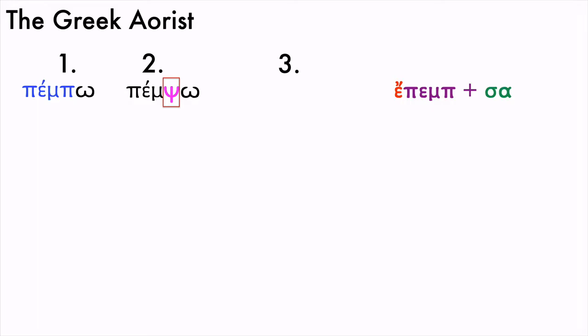So if you're trying to imagine what the aorist will look like, you'll say to yourself, it's going to have an augment. It's going to be pemp plus sa. And oh, I think I know what's going to happen when that P combines with that sigma. It's going to be the exact same thing that happened before. Epempsa, which sounds just like the uncontracted form. And again, all the rules that we learned in the past still apply.